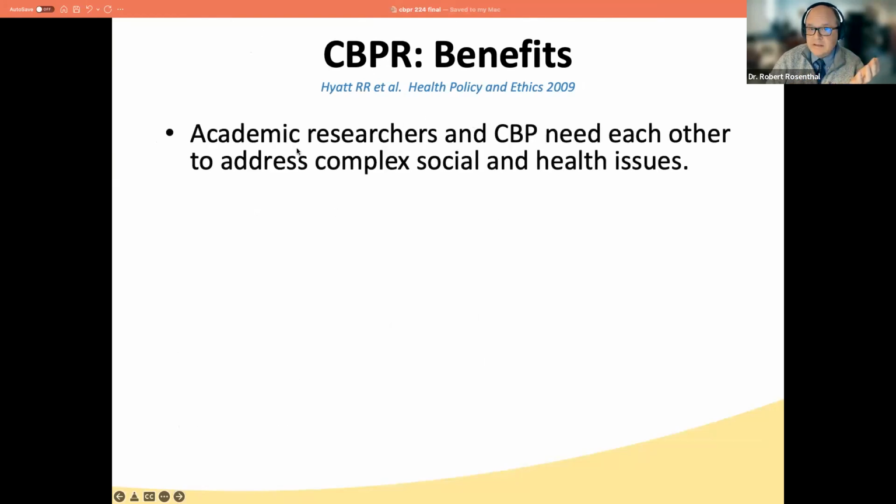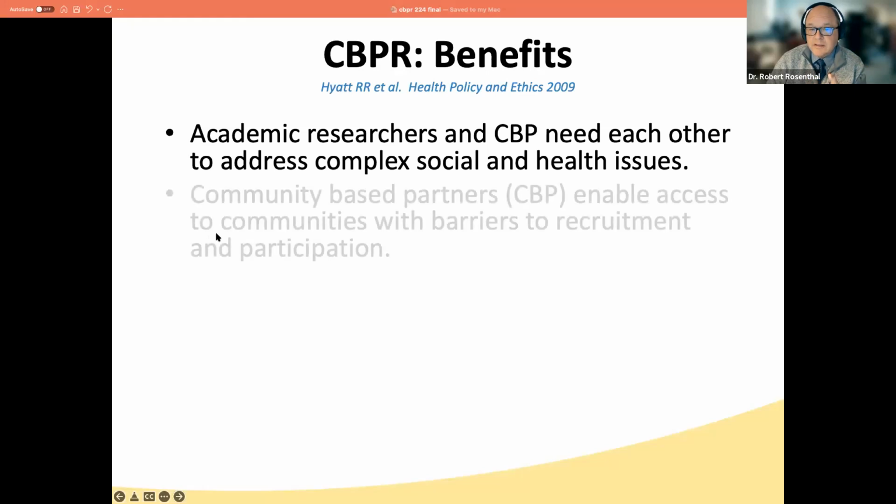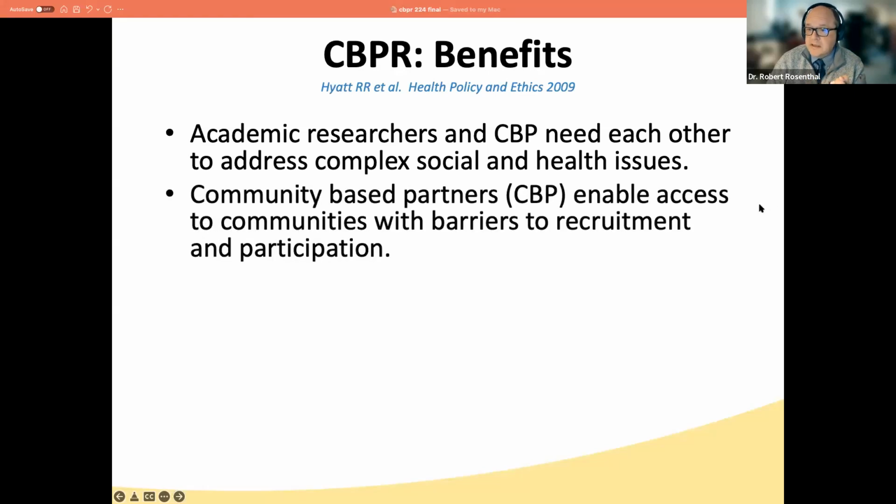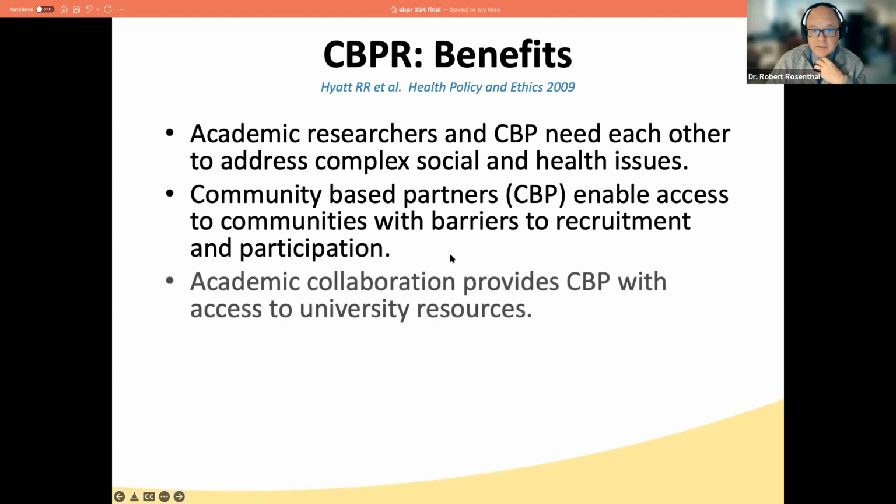What are the benefits to both sides? The academic researchers and the community members both need each other to address complex social and health issues. You can imagine if Professor X goes into community Y and says, I'm here to do this study, people will look at him or her and say, not so much, buddy. But if they go in and establish a relationship with a community partner, it's going to be much more helpful. Community-based partners thus enable access to communities with barriers to recruitment and participation. I think we could look at our own community in the Baltimore area and realize that there are a lot of people that are suspicious of research for various reasons that we don't need to go into right now, but that by engaging our partners within the community, we might have better access to the community and to the results.